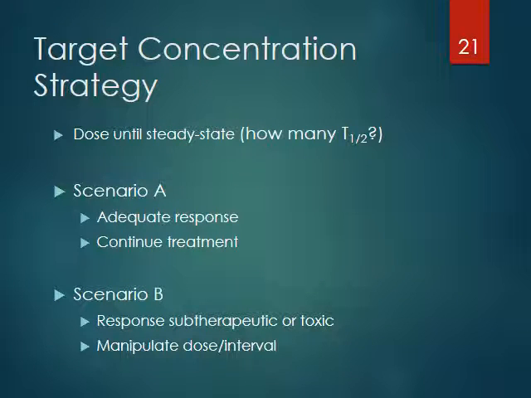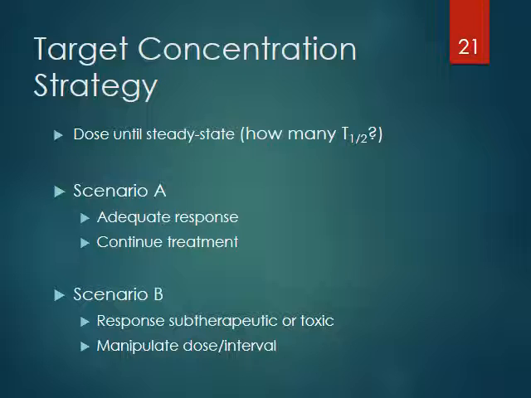So then you want to make sure you're dosing until you end up at steady state. And remember, it's going to take roughly between 4 to 5 half-lives in order to achieve that steady state. So for a drug that, say, has a half-life of 24 hours, then you would need at least 4 to 5 days before you should really be checking levels.